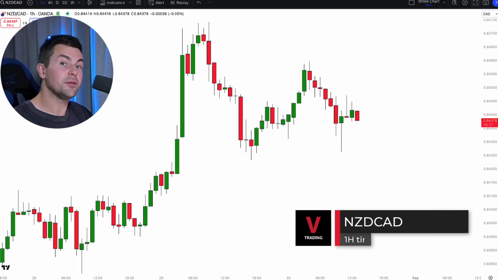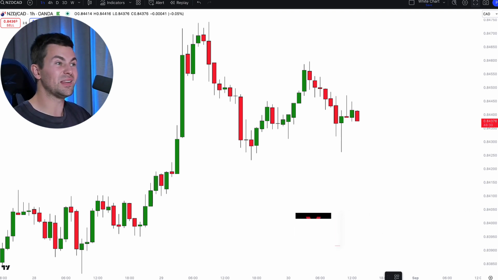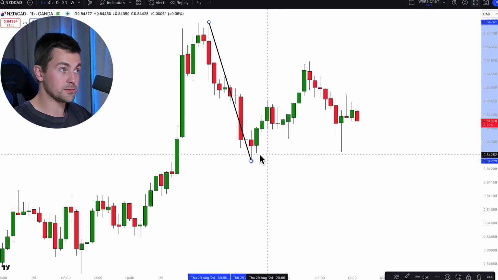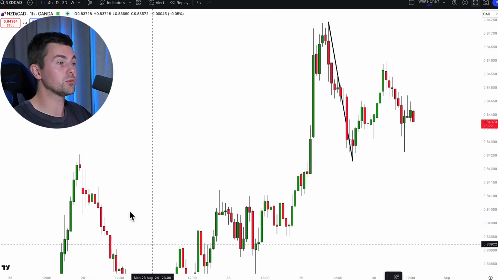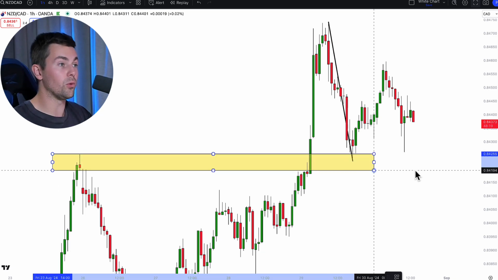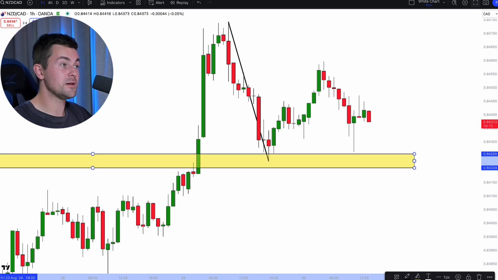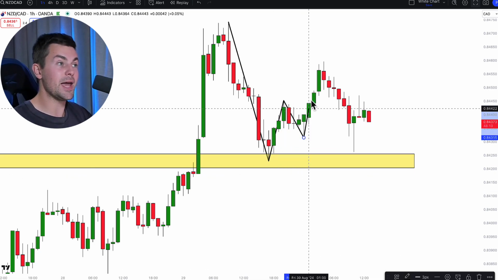Pattern number 5, cup and handle pattern. Cup and handle pattern usually forms at the end of a strong bearish impulse. You can see that here on New Zealand CAD on an hourly time frame we formed a strong bearish impulse. And with this impulse, the price reached an important horizontal support. You can see that once that support was tested, the price bounced. And here we have a perfect example of a cup and handle formation.